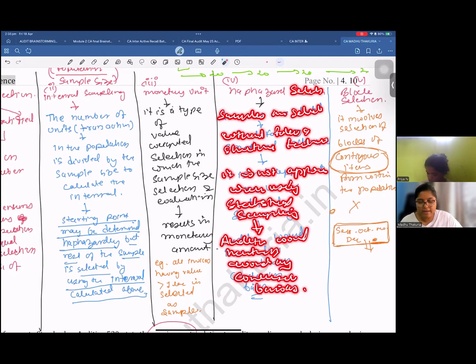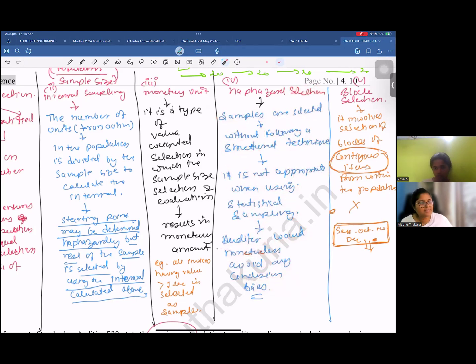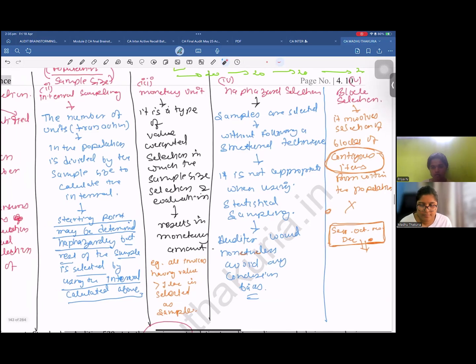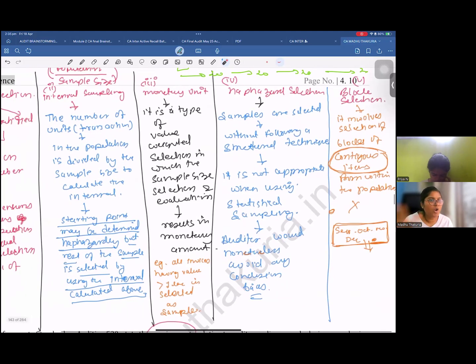So we know that in haphazard selection, there is no statistical sampling that is happening, right? Still, you will need to try and avoid any conclusion bias if you can when you are deriving the sample. The last one is block selection.